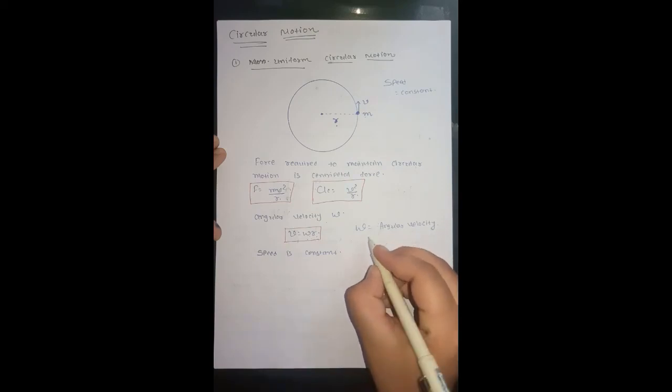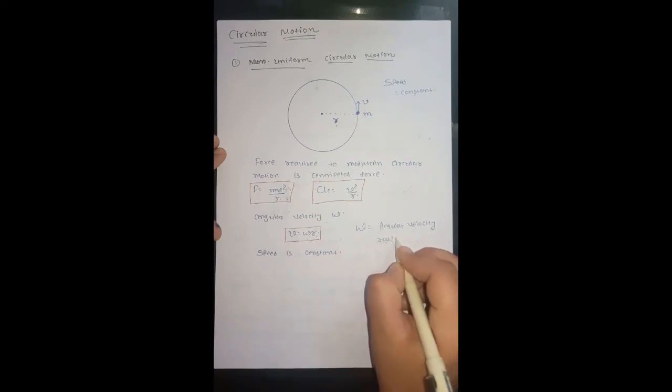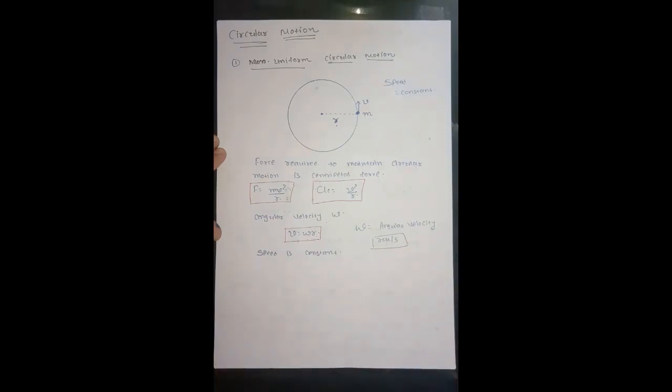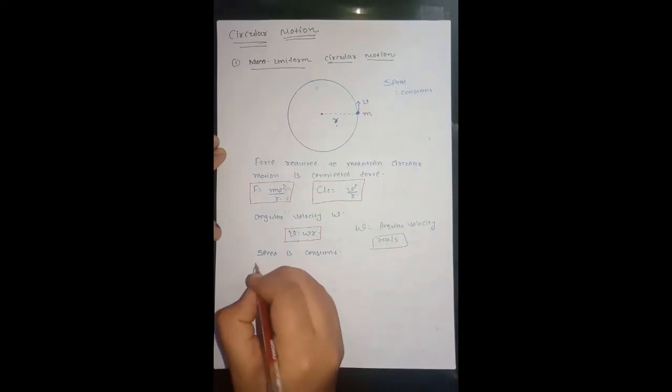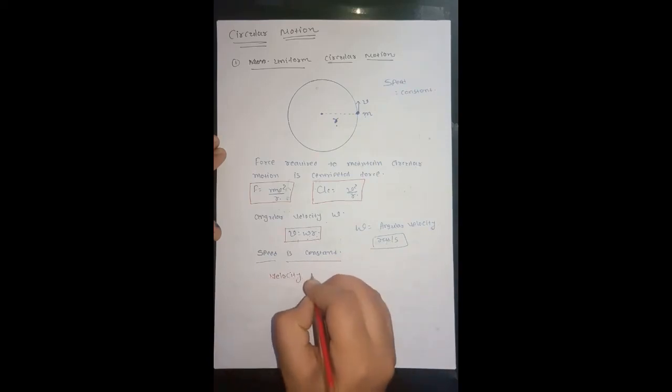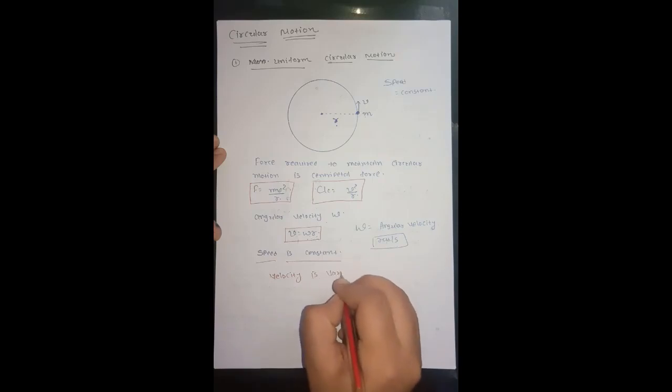and its SI unit is radian per second. Remember, in this case the speed is constant but velocity is variable.